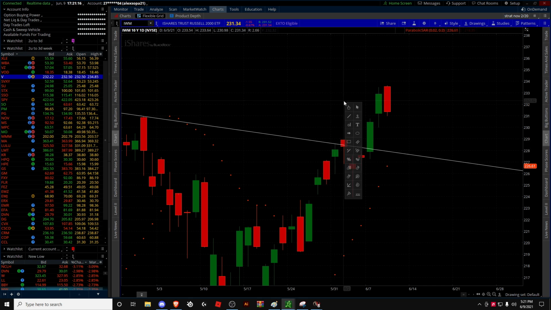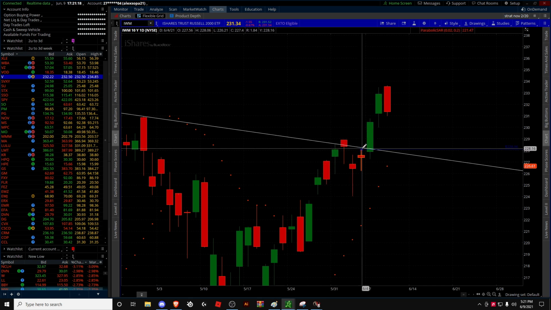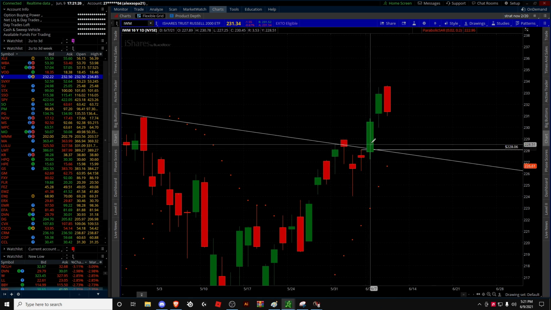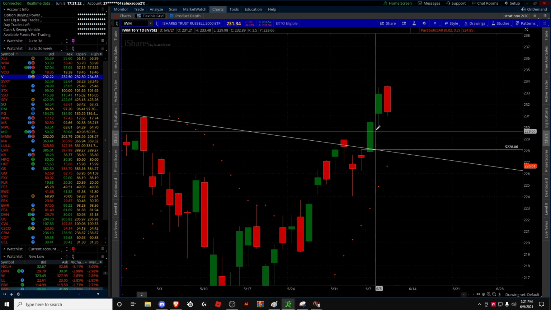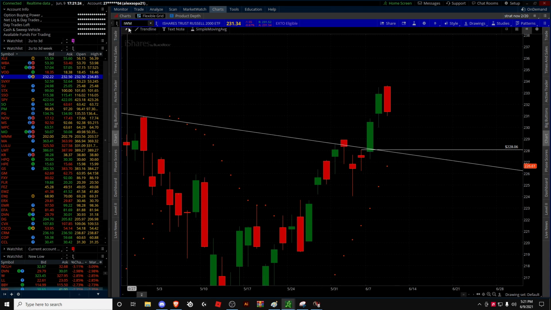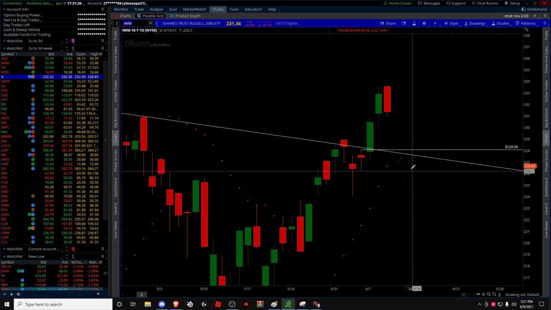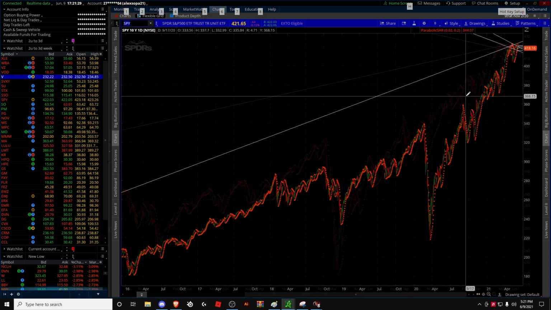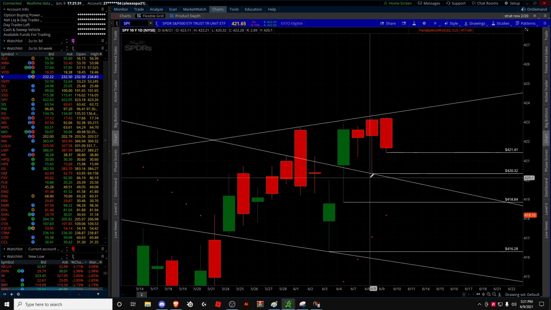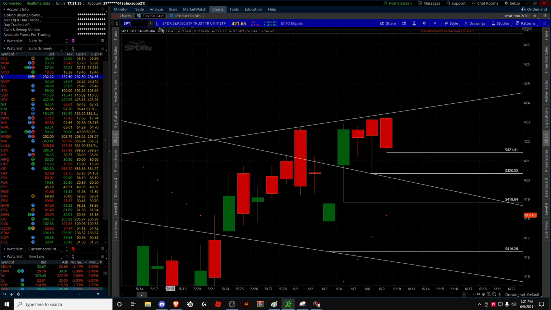So it failed that, and now we have what? We have a Momo Hammer, 2 up, slightly red. Now if we come in the next day and we take out this high and continue higher, and the rest of the stuff does not do that, then that's what we'd want to know about. And if we go to SPY on the daily, you're going to see this happened yesterday. Gapped up, went red. Or 2 days ago, inside day.